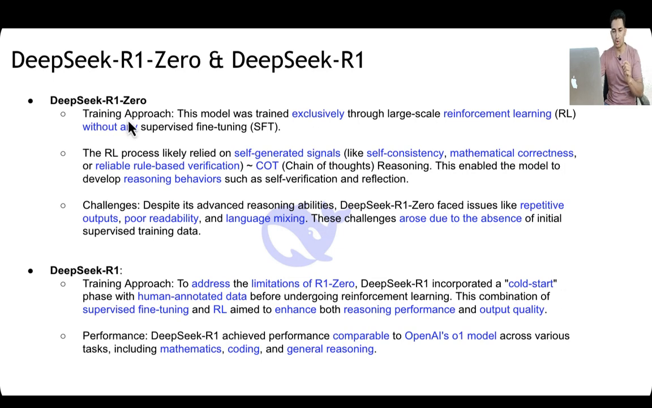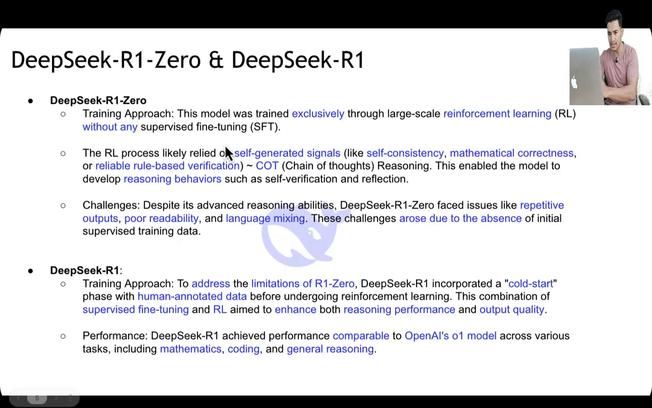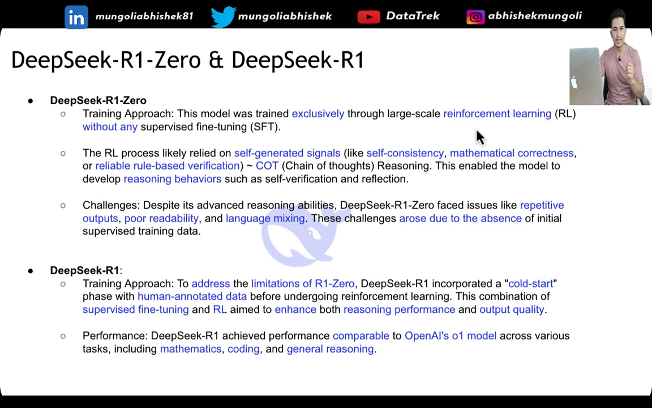R1 Zero training approach: in post-training, we know that supervised fine-tuning and reinforcement learning happen, right? In the R1 Zero model, they didn't do any supervised fine-tuning, they directly did reinforcement learning. So the model was trained exclusively through large-scale reinforcement learning without any supervised fine-tuning. And the RL process relied on self-generated signals like self-consistency, mathematical correctness, or reliable rule-based verification.